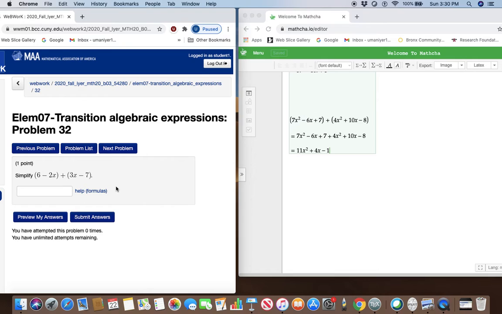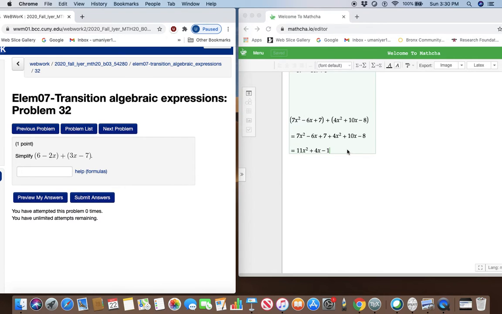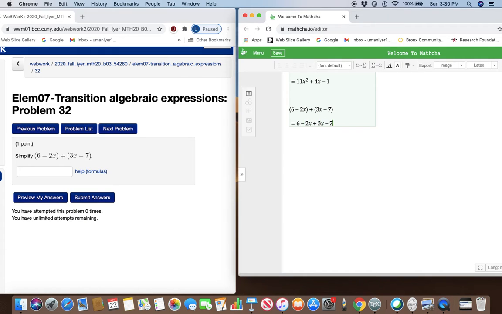Okay, next one. 6 minus 2x plus 3x minus 7. Okay, open parenthesis, 6 minus 2x plus 3x minus 7. Now, negative 2x plus 3x is 1x. Plus 6 minus 7 is negative 1. So 1x minus 1.